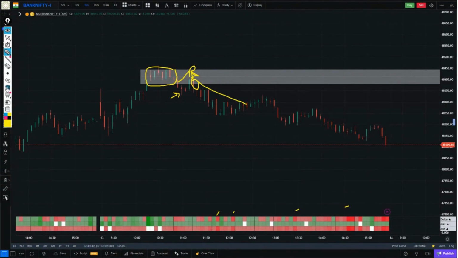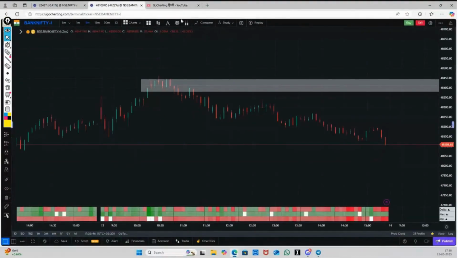Okay, this was Bank Nifty's. So, this was today's quick analysis of Nifty and Bank Nifty.